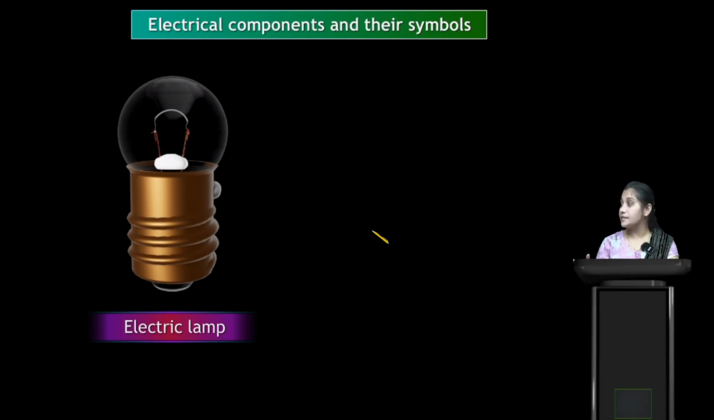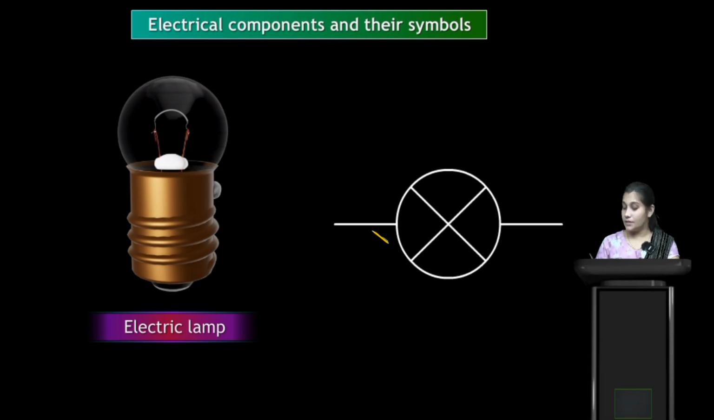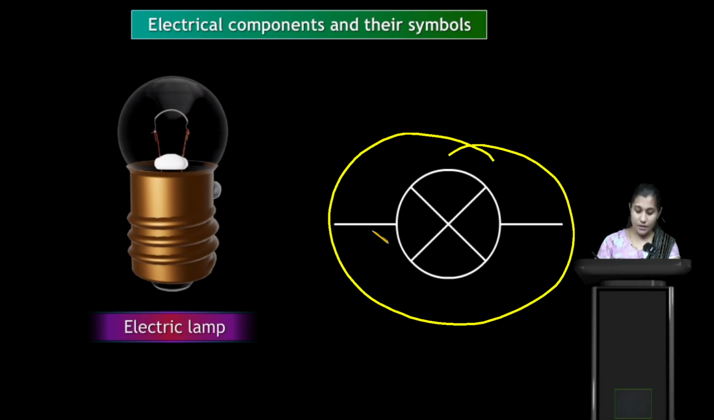Now this one is what? This one is an electric lamp. Okay. And this one is a what? This one is a symbol. So we will represent the electric lamp with the help of this symbol.